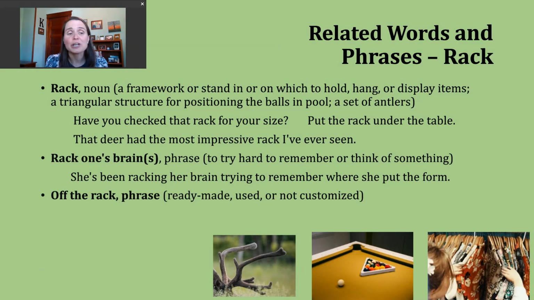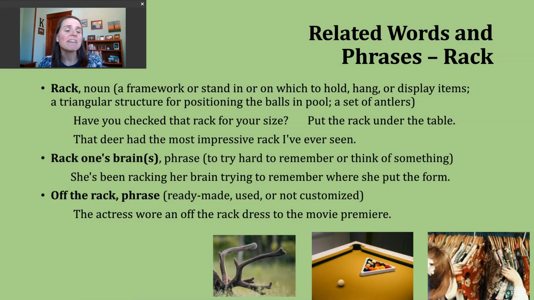Another phrase you might encounter is off the rack. What this means is usually in connection to clothes, they're talking about something that is ready-made. It could even be something that has been used or worn by another person. The idea here is that it is not customized, right? So it has not been sewn just for you. Okay? An example of how you might hear this used: the actress wore an off-the-rack dress to the movie premiere. So that just means she bought it from a store, right? This particular dress was not designed and made for her, or for exclusively her. Okay.